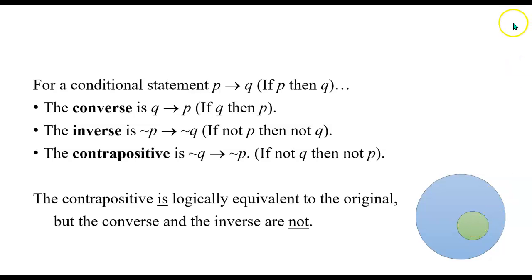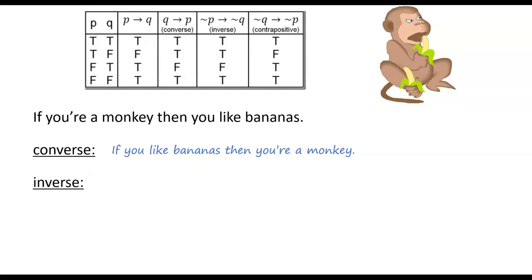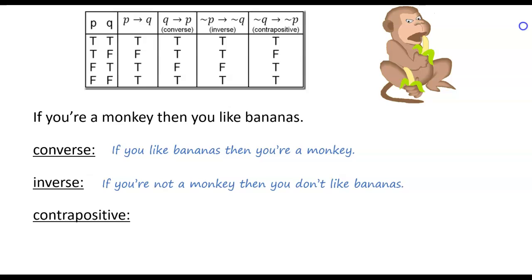So let's practice on a couple more examples. Take the original statement, if you're a monkey, then you like bananas. What's the converse? If you like bananas, then you're a monkey. What's the inverse? If you're not a monkey, then you don't like bananas. What's the contrapositive? If you don't like bananas, then you're not a monkey.